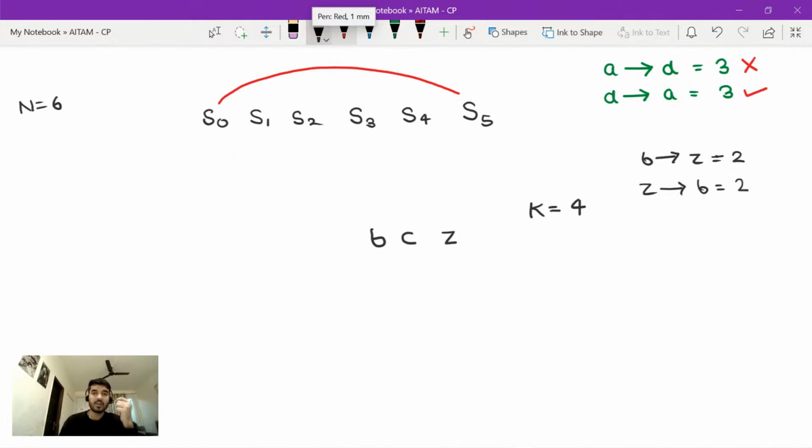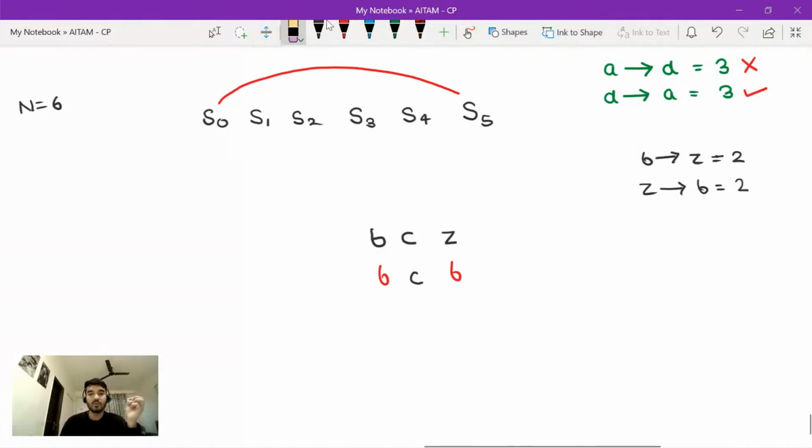Now some of you might be wondering that I will convert this Z to B. So just simply change this Z to B. So B, B, and C, and now you are left with two operations. Where is it optimal to use these two operations? You are going to use these two operations to reduce this, but it is not the correct solution.